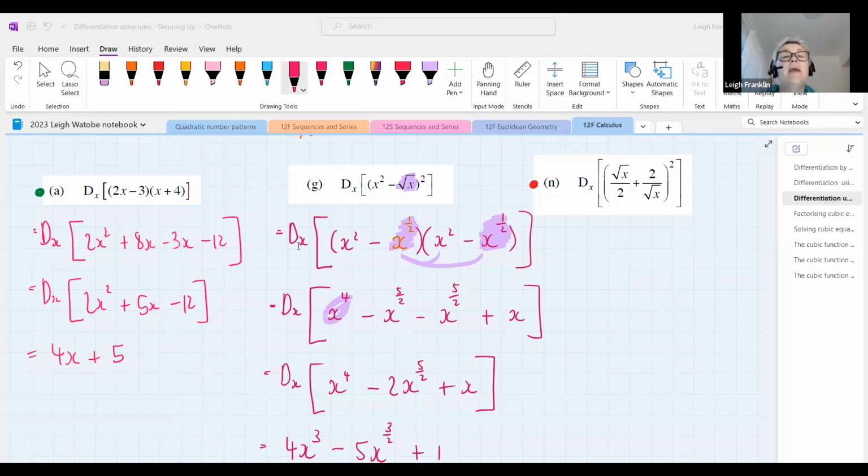Anyone want to offer to do N for us? Matsetanati. Did anybody try N? Okay, let's see who's got a hand up here. There's a few people. Nhlanhla. Okay, Nhlanhla, go for it.